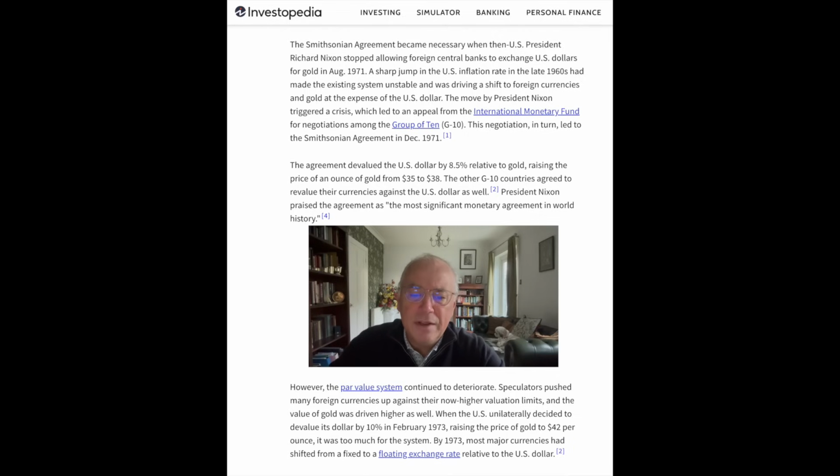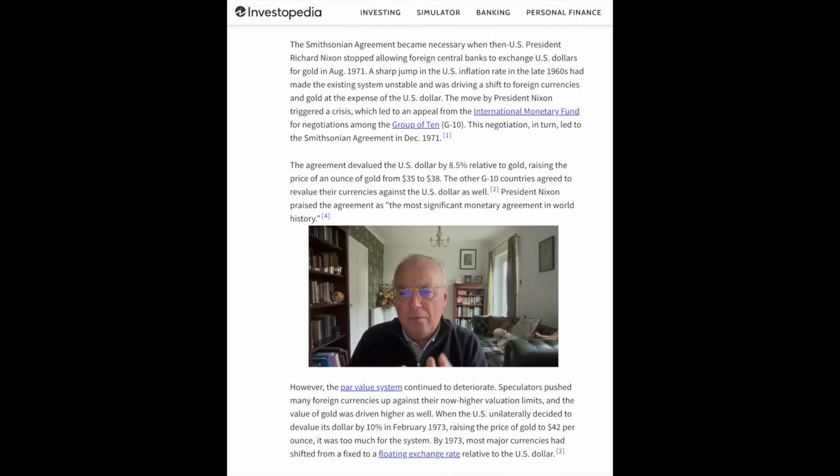I'll just go through it here. However, the par value system continued to deteriorate. Speculators pushed many foreign currencies up against their now higher valuation limits, and the value of gold was driven higher as well when the U.S. unilaterally decided to devalue its dollar by another 10% in February 1973, raising the price of gold to $42 per ounce. It was too much for the system. By 1973, most major currencies had shifted from a fixed to a floating exchange rate relative to the US dollar. And I'm going to end here.